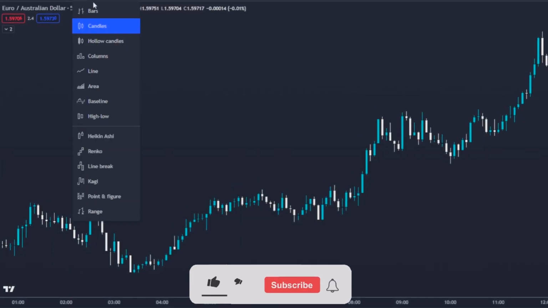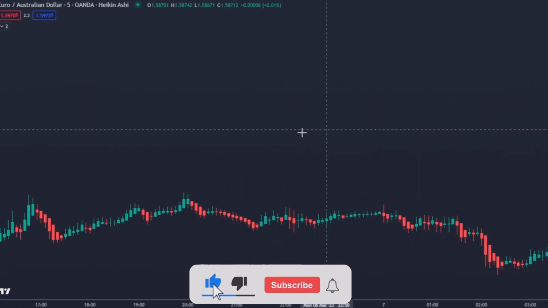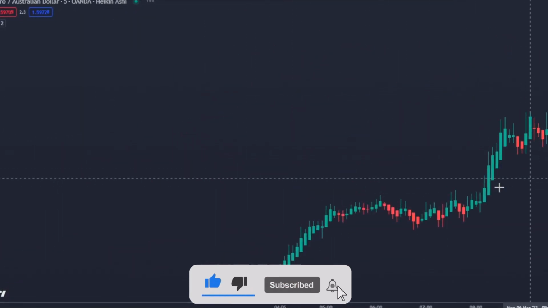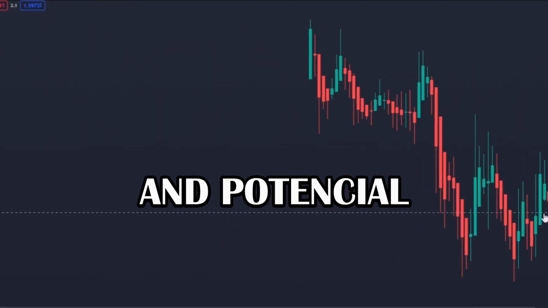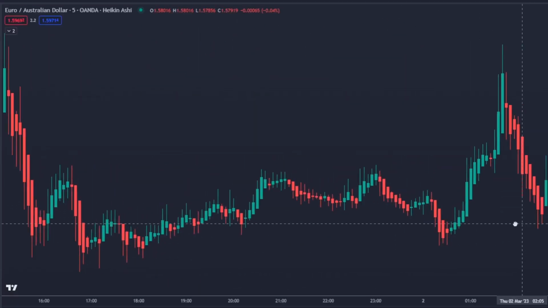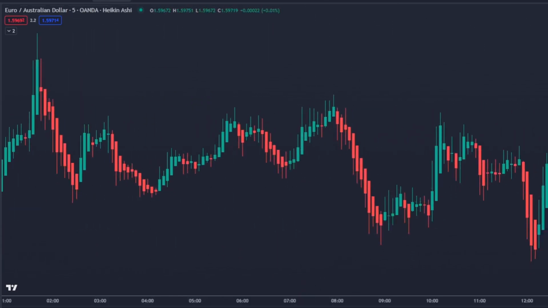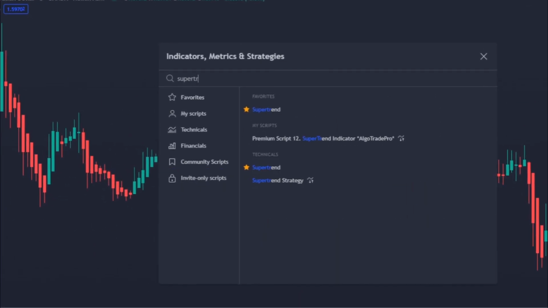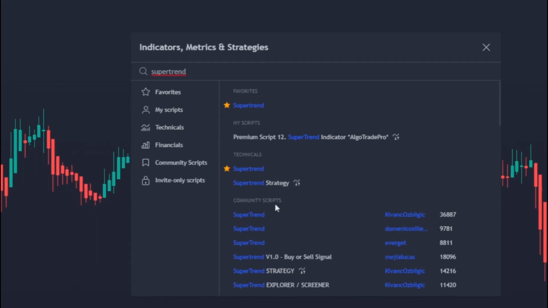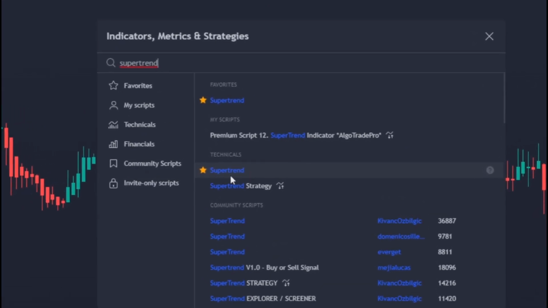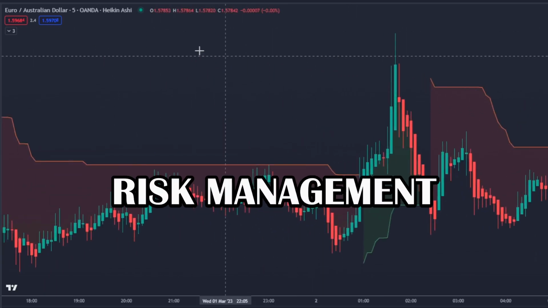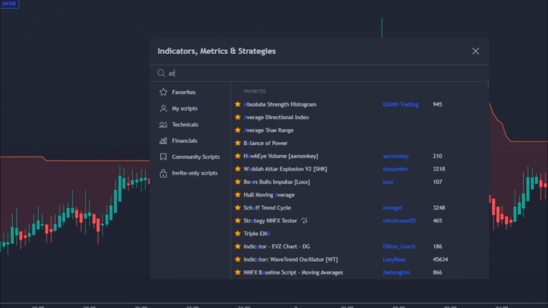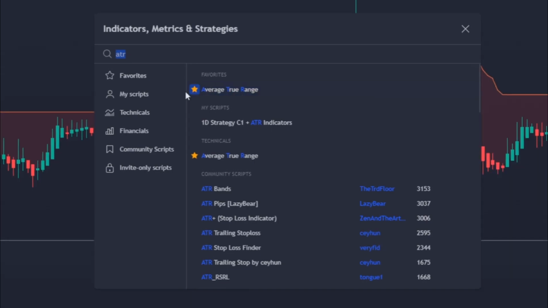Once you have selected the Heikin Ashi chart type, you will be able to see the smoothed out candle patterns and use them to identify trends and potential price reversals. To evaluate the efficiency of this type of candle, I will use one of the best indicators that we have already tested here on the channel, the SuperTrend indicator with the default settings. For the risk management of the strategy, I will use the ATR indicator.